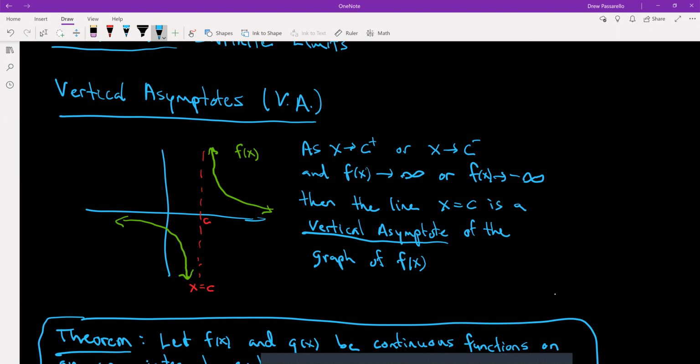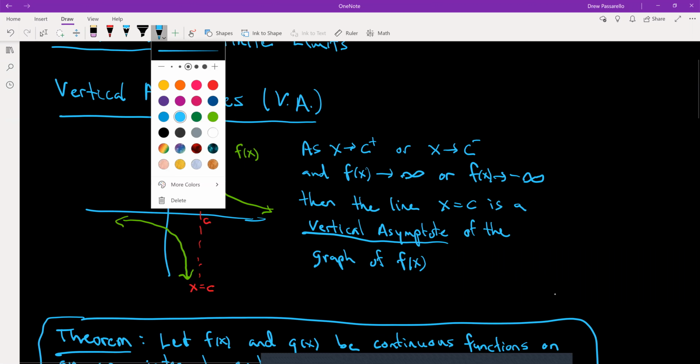Now, if you see from the right side around c, as x gets closer to c from the right, the graph itself shoots up to positive infinity. For the left side, as the graph of f of x, the green graph, gets closer to c from the left of c, it shoots down to negative infinity. And that's the behavior of an asymptote. And these are considered infinite limits. They're one-sided infinite limits.